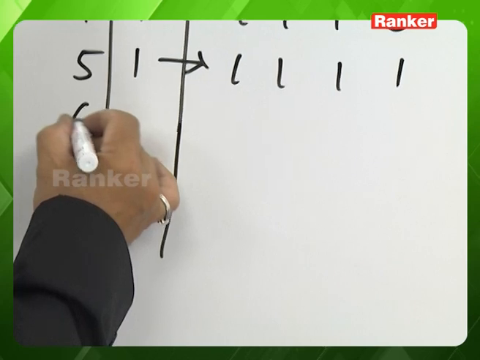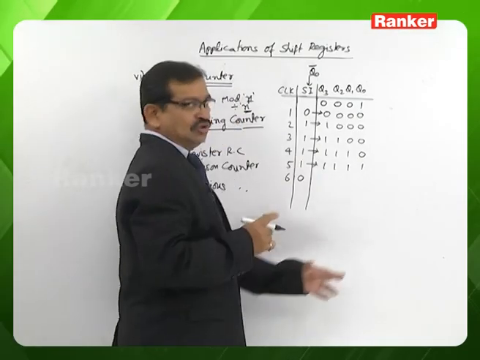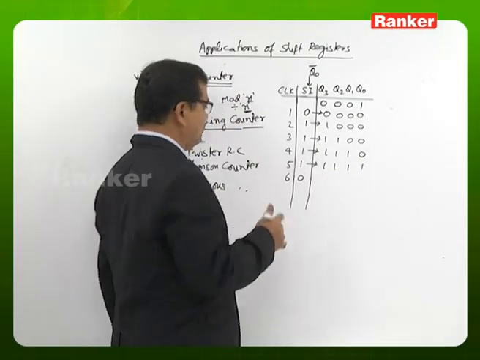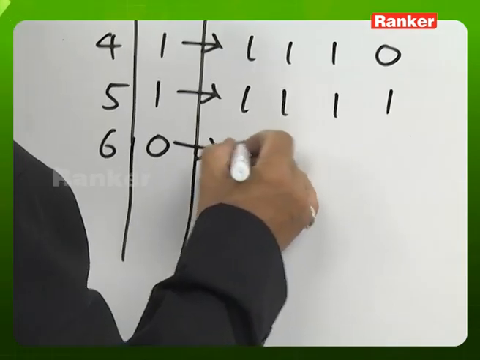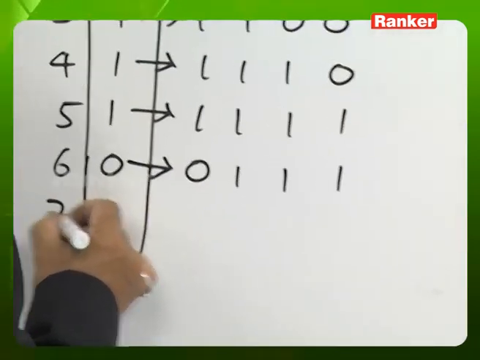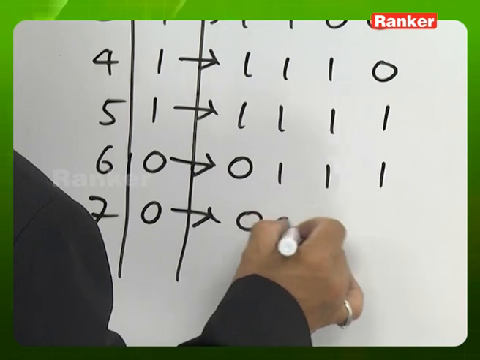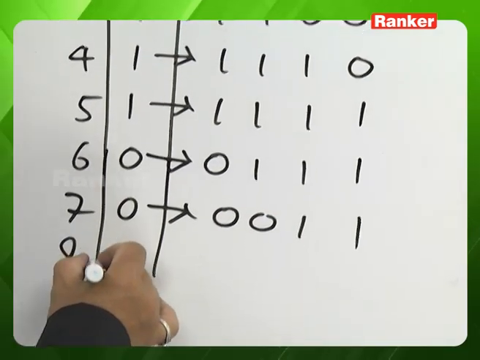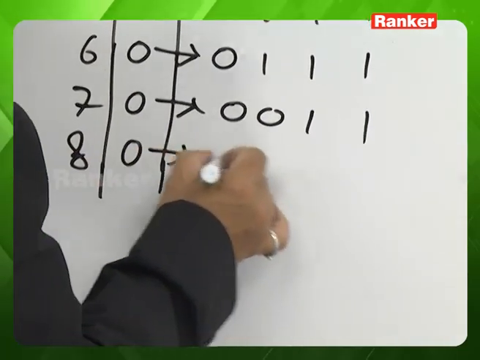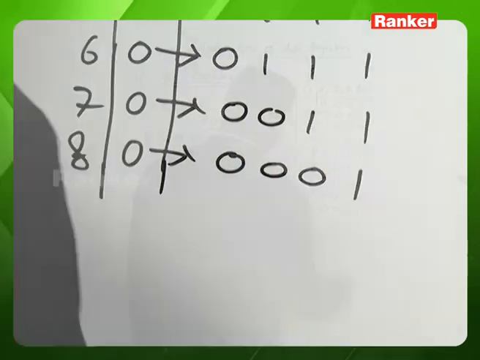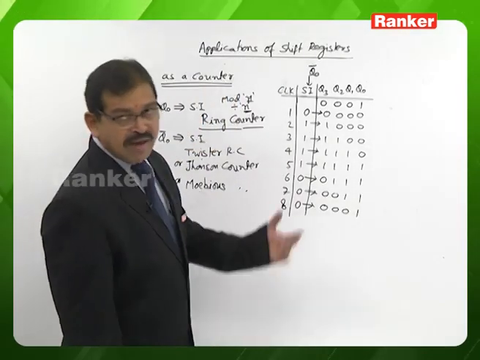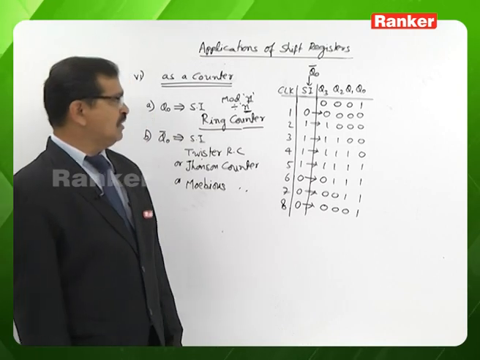Now, before the sixth clock pulse, serial input is 0 because Q0 is 1. If you apply the clock signal, this is the content. Before the 7th clock pulse, it is 0. After the 7th clock pulse, this is the content. Before the 8th clock pulse, it is 0. After the 8th clock pulse, this is the content. So the circuit is back to the initial state after 8 clock pulses.